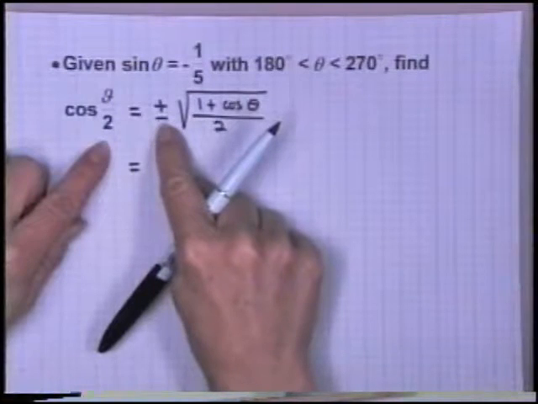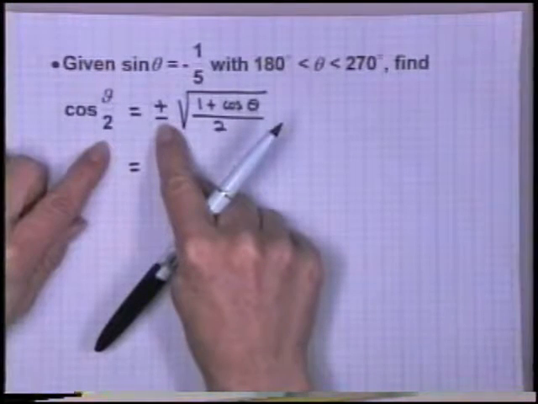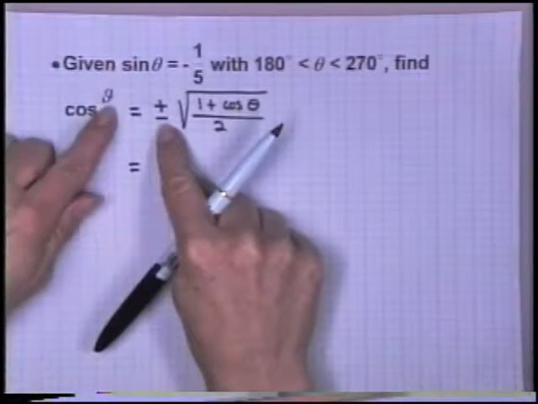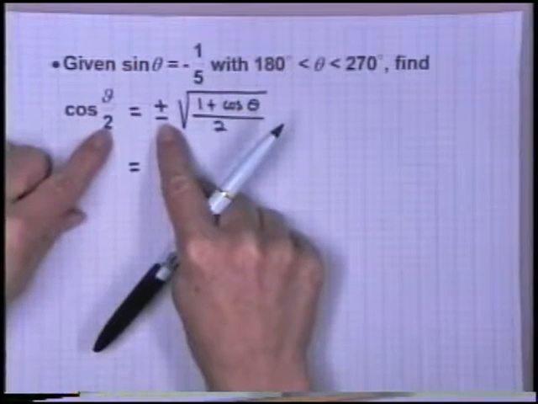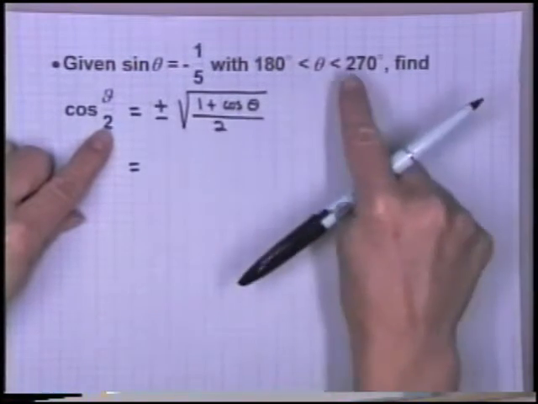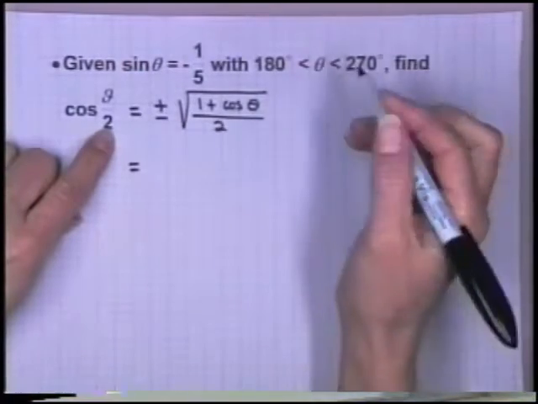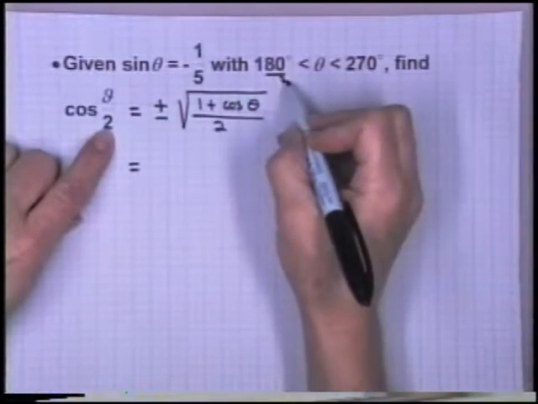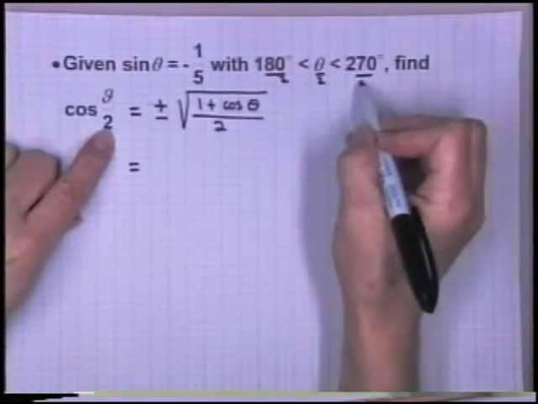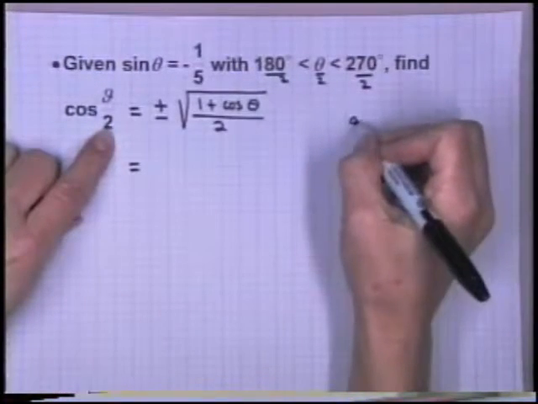But what I want to do is let's go ahead and decide, do we want positive or negative square root? Remember we need the quadrant for theta over 2, not theta. Here we're given theta. What happens if I take each part of this inequality and divide by 2?